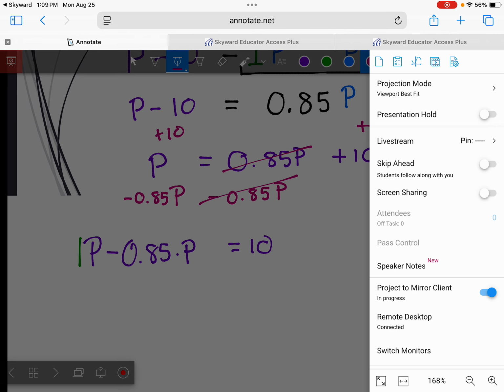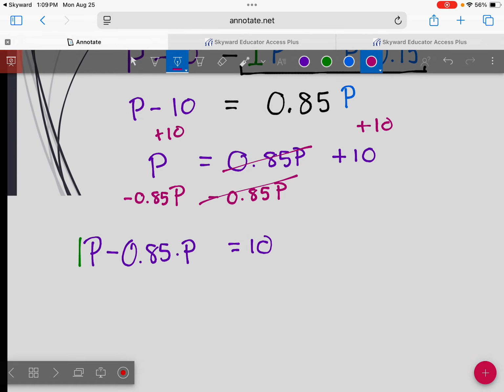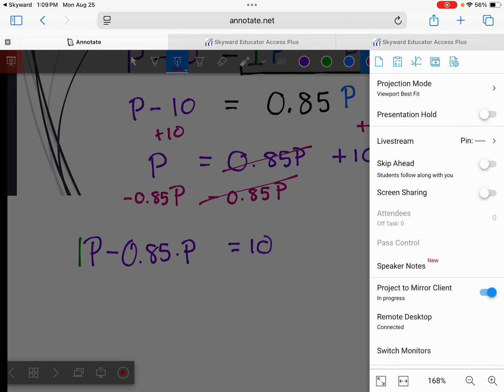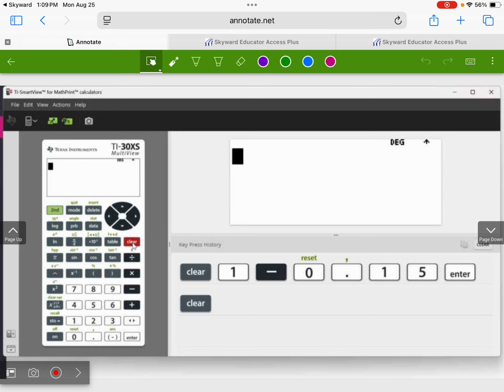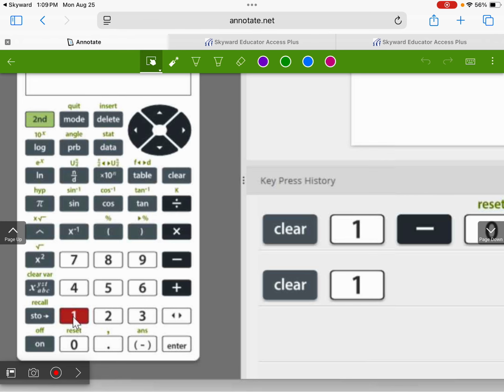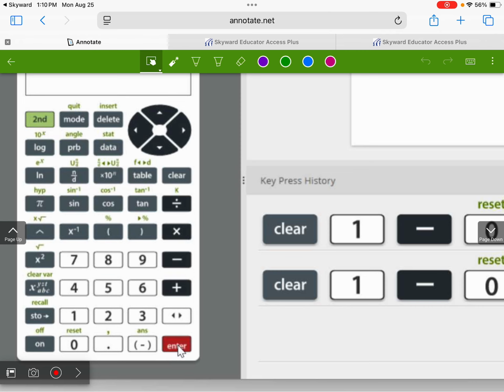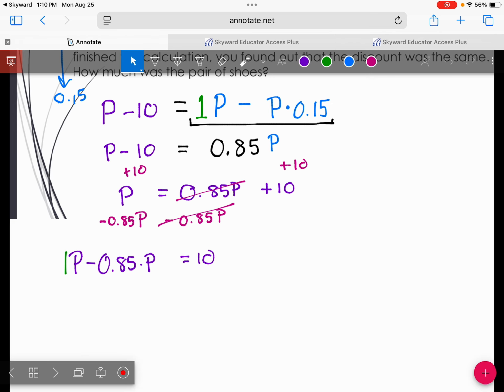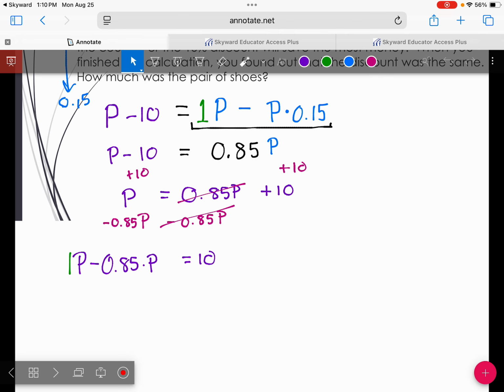I have one pizza and I'm taking away 0.85 of the pizza. Taking a chunk out. Am I going to go negative? No. When in doubt, bestie. I have one whole pizza. I take away 0.85. What do we get?